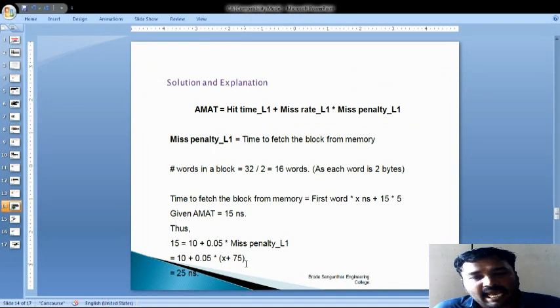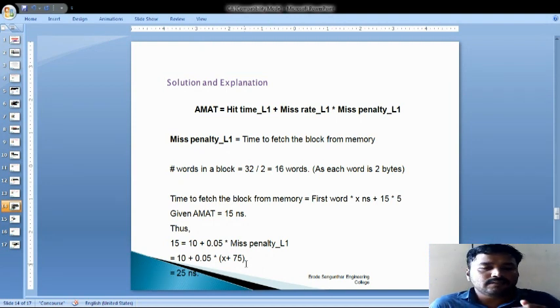So, average memory access time, AMAT, is equal to the hit time of L1 plus the miss rate of L1 into the miss penalty of L1. The miss penalty is the time to fetch the block from memory. Suppose I am asking to fetch a block of data. The time taken to fetch that particular block of data from memory is called the miss penalty. So the total number of words in a block is 32 by 2, which gives 16 words, as each word is 2 bytes.